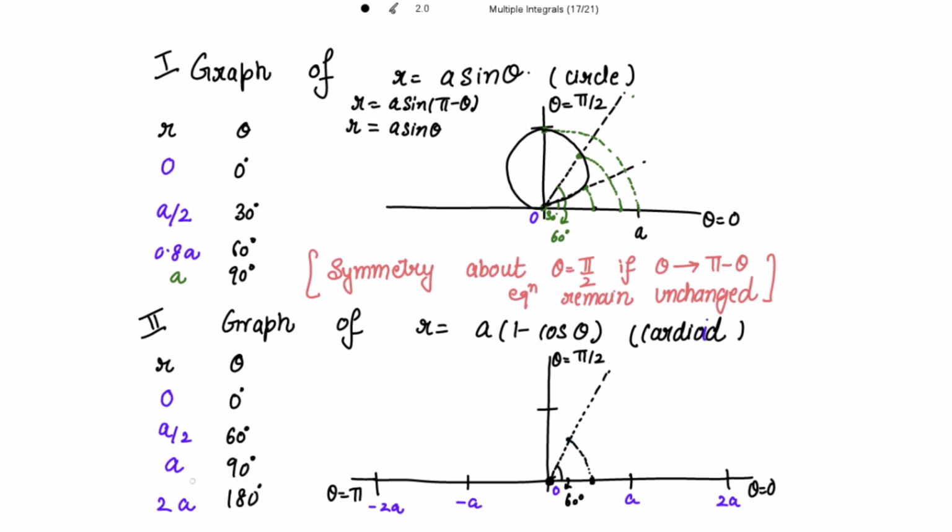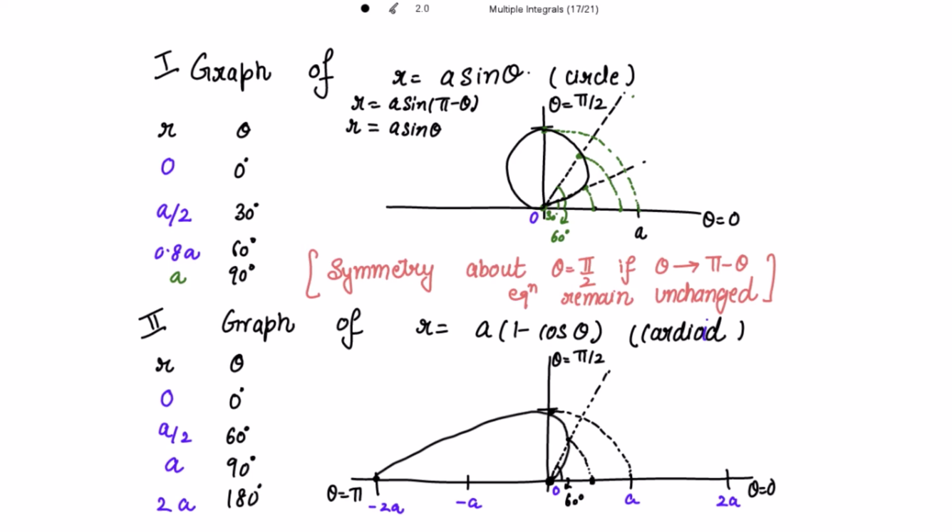And at 90 degree, I get a. So just move this point a to here. This is also a. The radius from the origin, the distance is a. Okay, so then for 180 degree, I'm having twice of a, which means this is negative a and this is negative 2a. But the distance from the origin is at here twice of a. So the point will be here. So the graph of cardioid is like this.